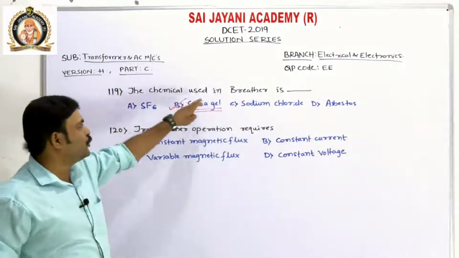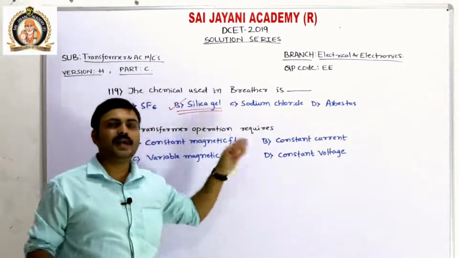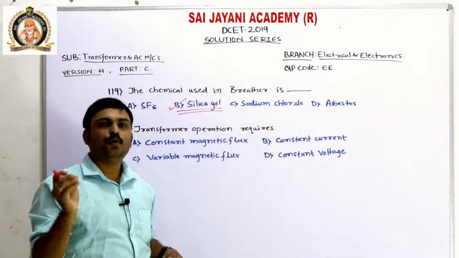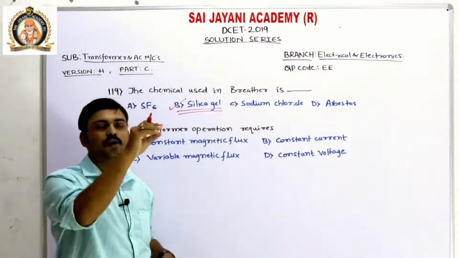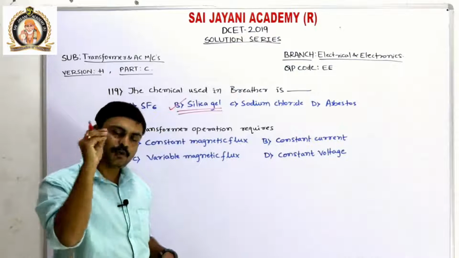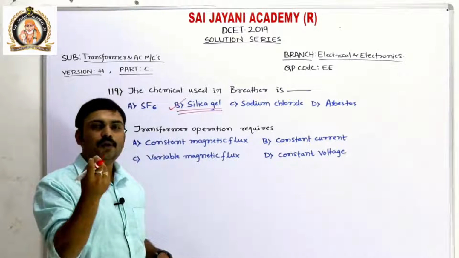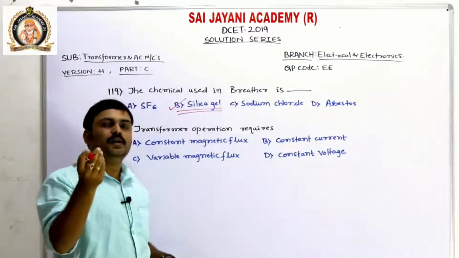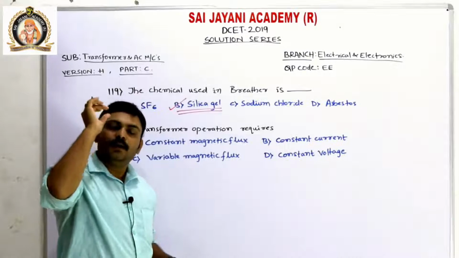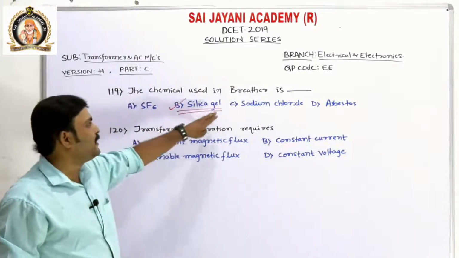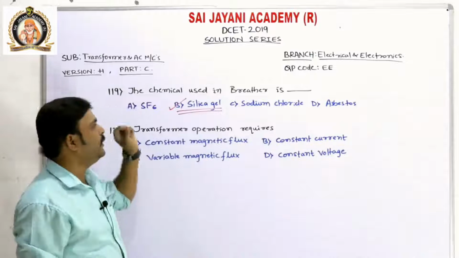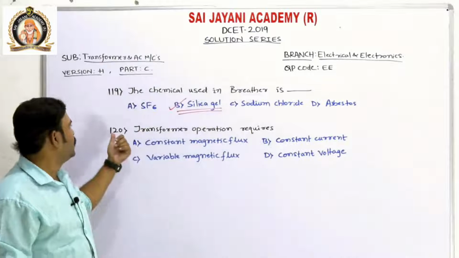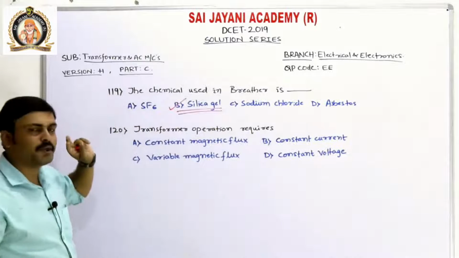The chemical used in the breather is silica gel because it has more moisture absorbing property, so it doesn't allow any moisture to enter into the transformer. If the moisture enters along with the air into the transformer tank, the insulating property of the transformer oil will be decreased and the chance of a short circuit in the transformer will be possible. So we will use silica gel as the moisture absorbing chemical in breather. Option B is the right answer for question number 119.